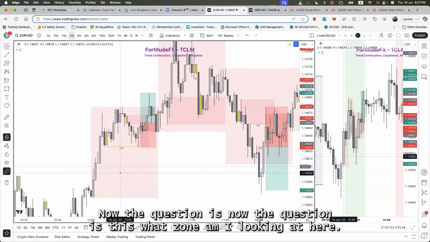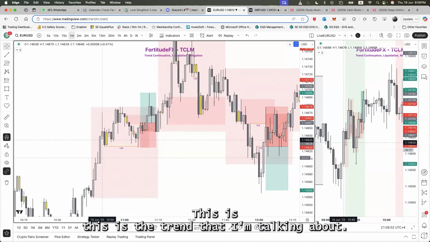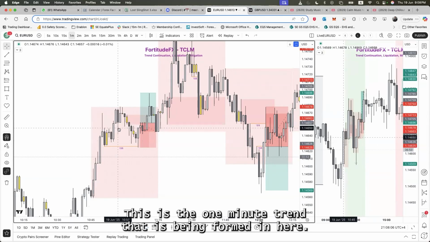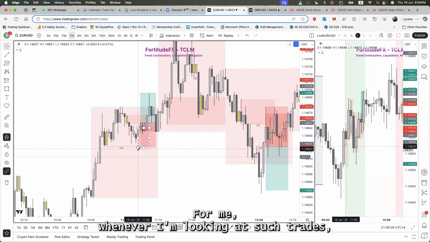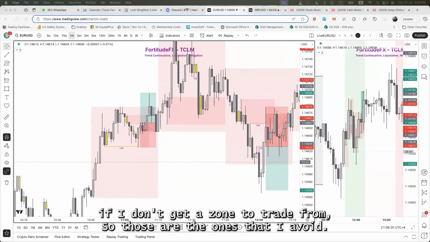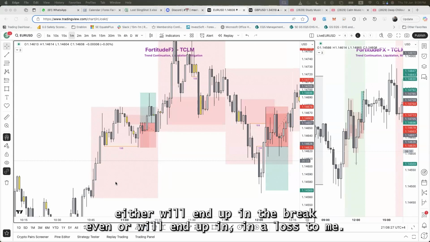Now the question is this: what zone am I looking at here? There is no zone. There is very efficient price action that is moving up. This is the trend that I'm talking about, right? This one large 15-minute candle. This is the 1-minute trend that is being formed in here, right? For me, whenever I'm looking at such trades, if I don't get a zone to trade from, those are the ones that I avoid. And the reason for that is because the majority of the time they either will end up in a break even or will end up in a loss to me.